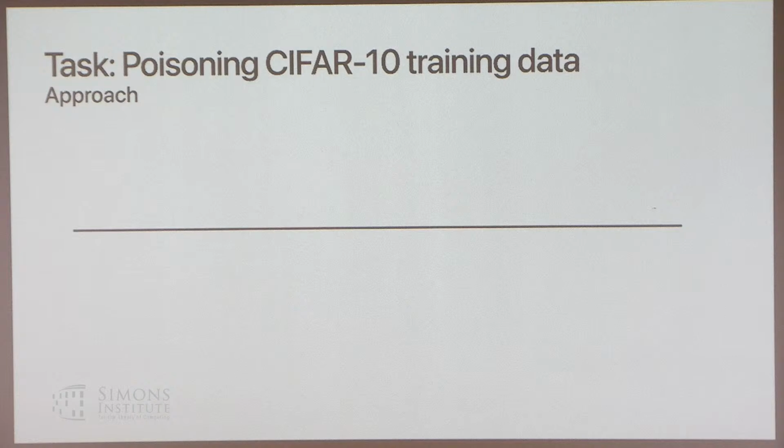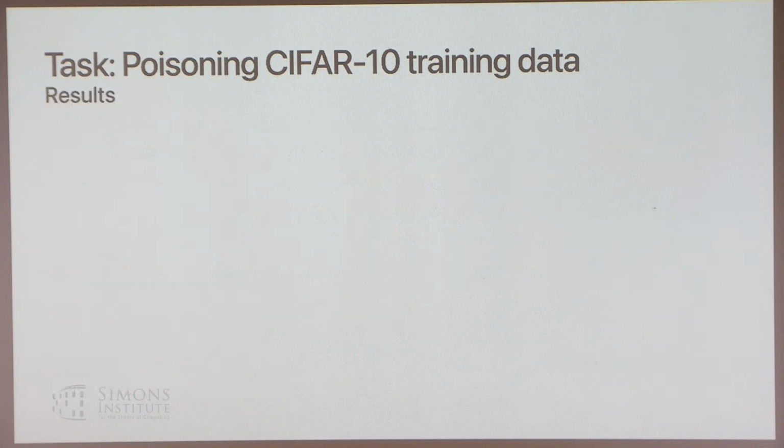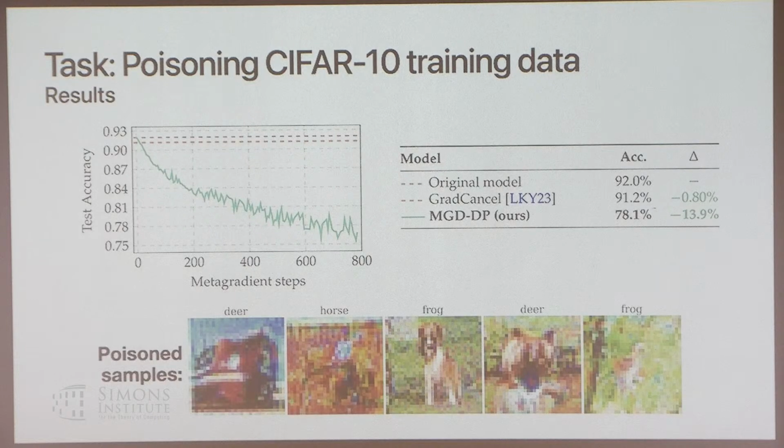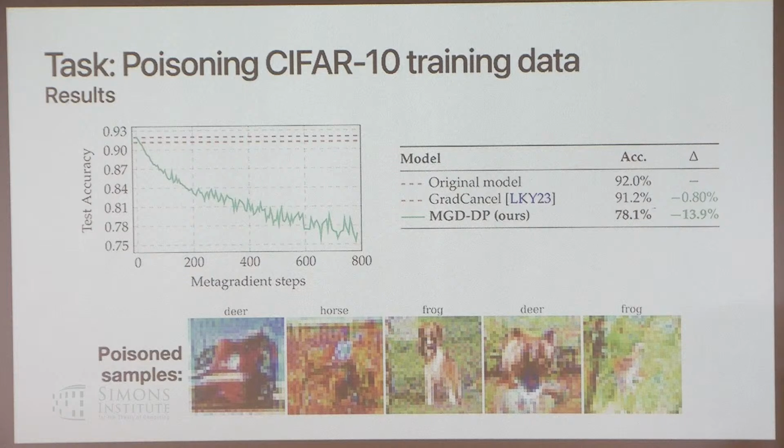Yes? How detectable do you think these poisoned images are? Right now, super detectable. If you looked at this, this is not a frog. I don't know what to tell you. This is probably not a deer. It's super detectable. I think if you explicitly tried to optimize for undetectability, you could try to do something. But for now, we're just trying to maximize the test loss.